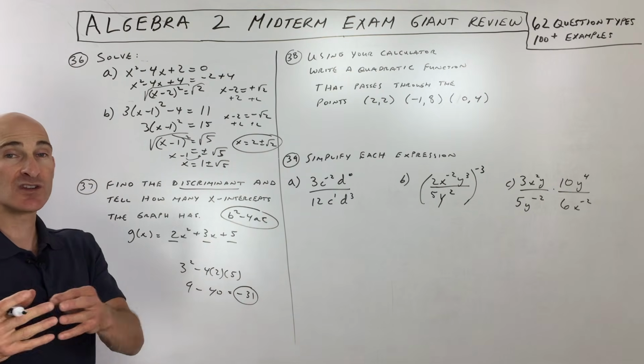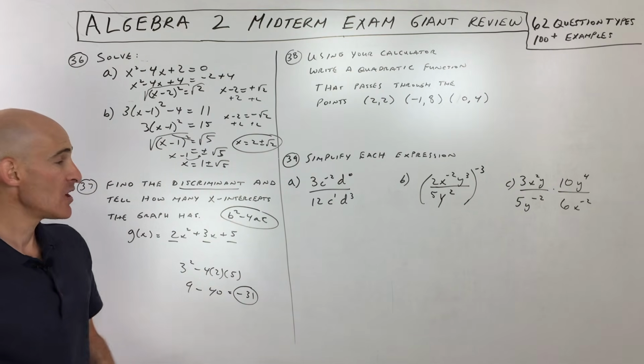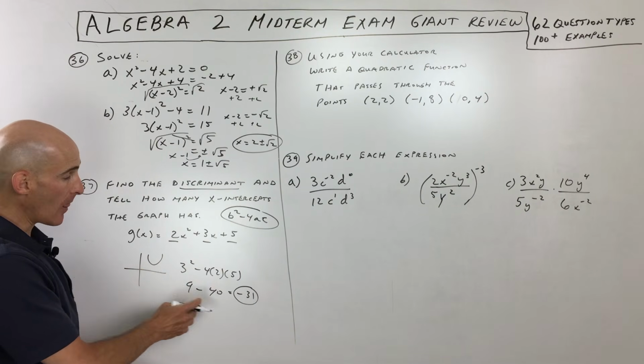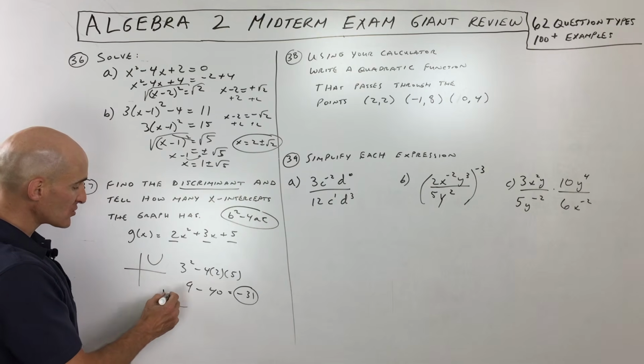Now, here's the thing. When the discriminant comes out to a negative number, you get 0 solutions. And what that means is the parabola is not crossing the x-axis at all. If it comes out to 0, that means that you're getting one solution.